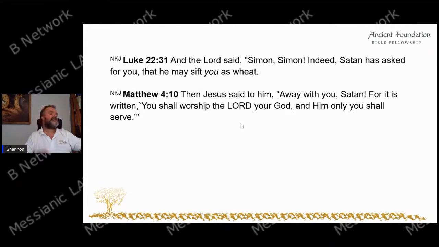Matthew 4:10, and then Yeshua said to him, this is when he's being tempted by Satan. And Yeshua said to him, away with you, Satan, for it is written, you shall worship Yahweh, your Elohim, and him only you shall serve. So here he's tempting Yeshua with worshiping him and giving him all the kingdoms of the earth if he would just bow down. So he was sent to try Yeshua, to test Yeshua, to tempt Yeshua.